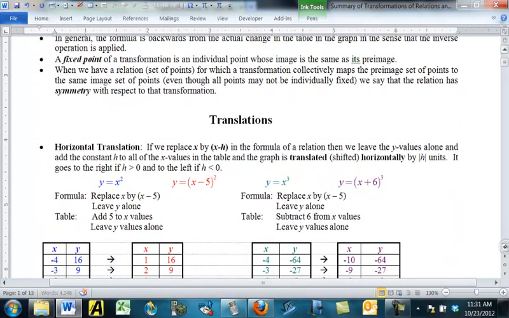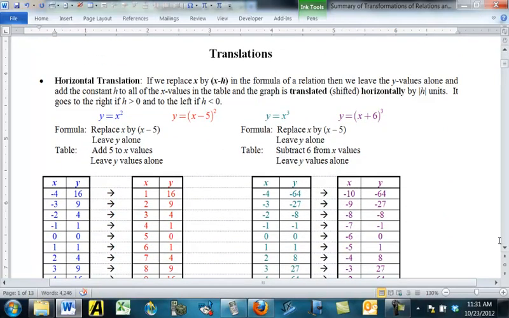So we're going to break this apart into a series of hopefully fairly short videos. This one's going to talk about translations. So we'll start with the horizontal translation. If we replace x by x minus h in the formula, we've seen that this will leave the y values alone, and we'll actually add the constant h to all the x values in the table. Notice the minus built into the x minus h. So the graph is translated horizontally by the absolute value of h units. It's going to go to the right if h is positive and to the left if h is negative. The technical term for this is translation. You might also use the word slide, shift, scoot, something like that. But the technical term is translation.